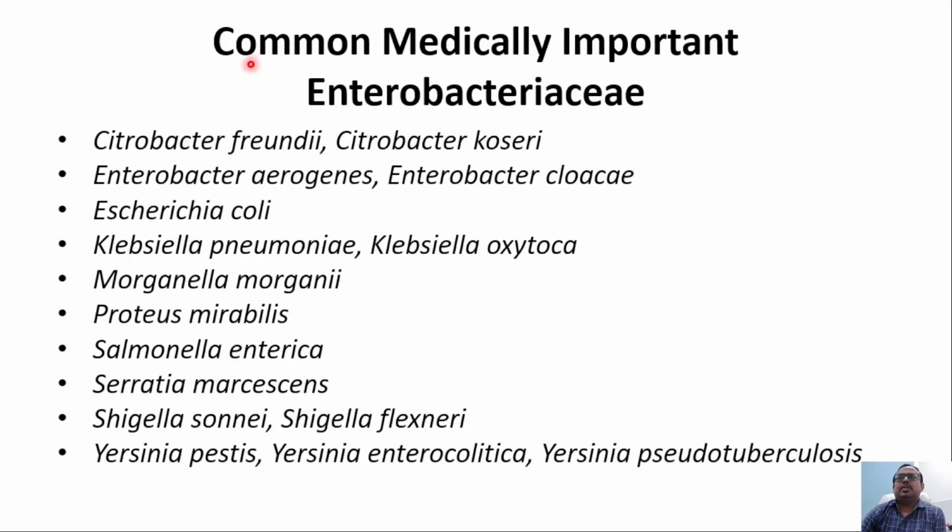Now let's see some of the common medically important members of the Enterobacteriaceae. Here I have listed some of the common members alphabetically for the sake of convenience. Citrobacter freundii, Citrobacter koseri, Enterobacter aerogenes, Enterobacter cloacae. The commonest is Escherichia coli, Klebsiella pneumoniae, Klebsiella oxytoca, Morganella morganii, Proteus mirabilis, Salmonella enterica, Serratia marcescens, Shigella sonnei, Shigella flexneri, Yersinia pestis, Yersinia pseudotuberculosis and Yersinia enterocolitica.